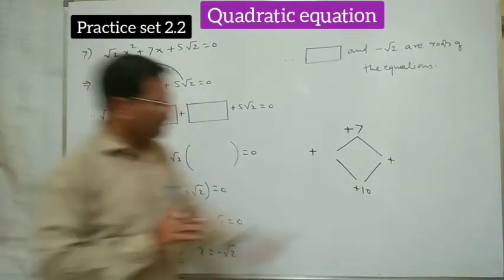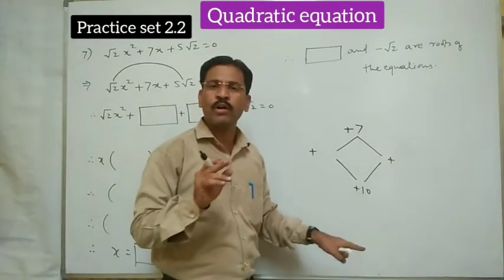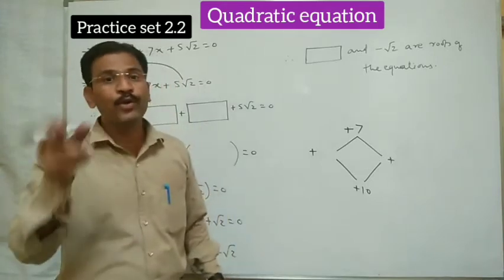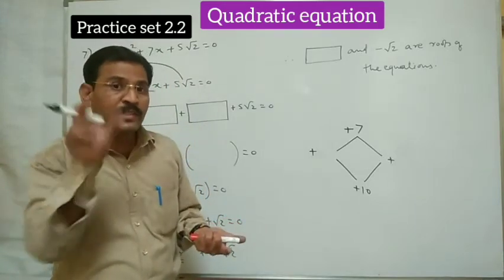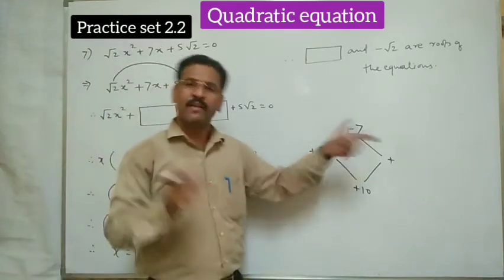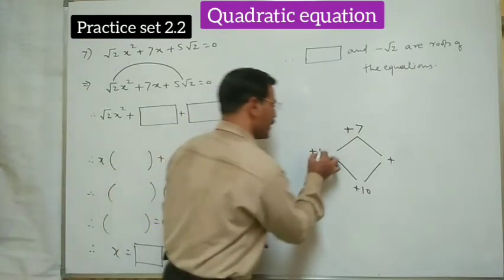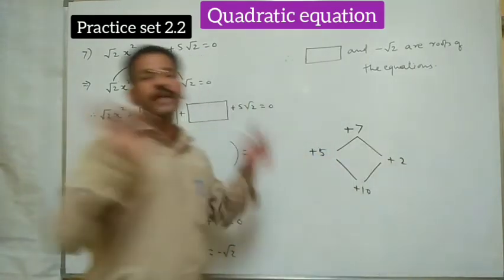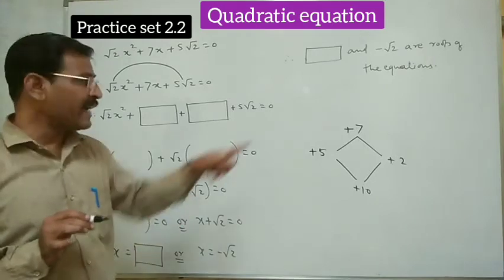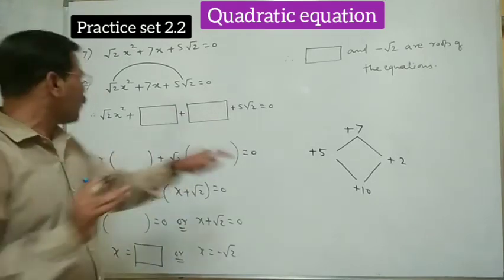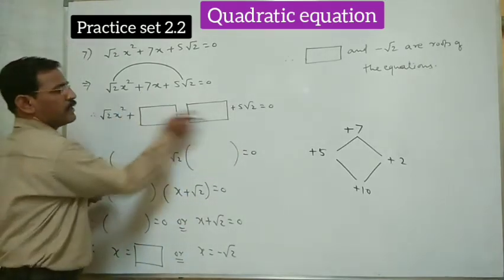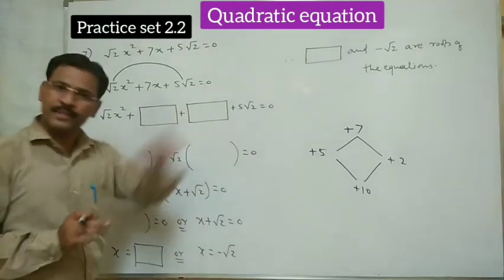Now look here. Plus 10. 10 means what? 1 into 10, 2 into 5. Finish. 2 into 5 means 2 and 5, their sum is 7. Finish. So I'll write here plus 5 and plus 2. These are the two factors of that 7. Understand? Now we are going to split these two here, plus 5 plus 2.